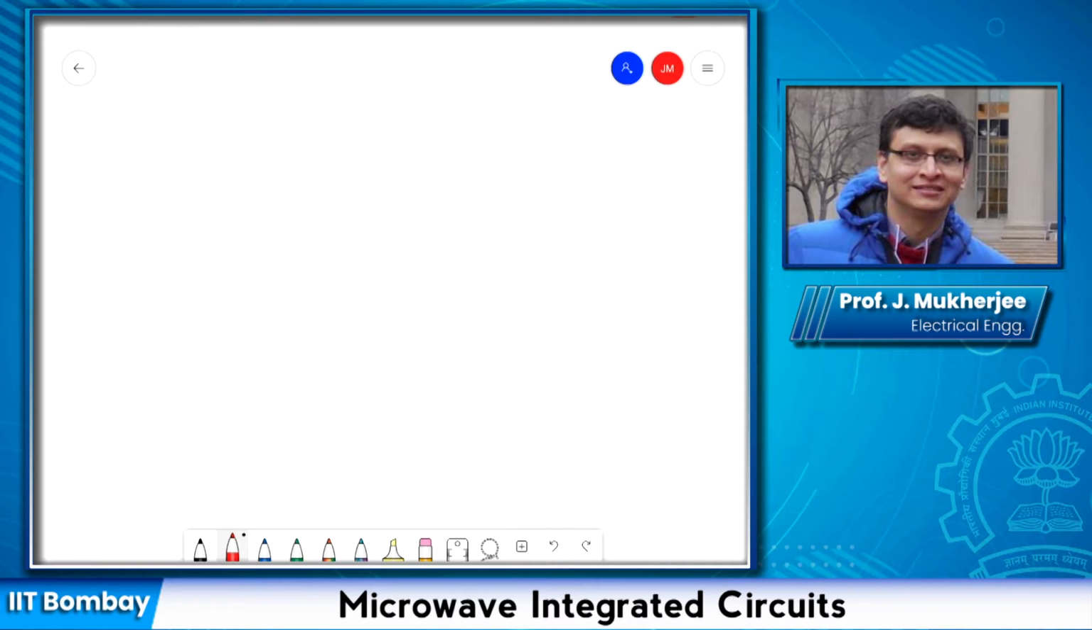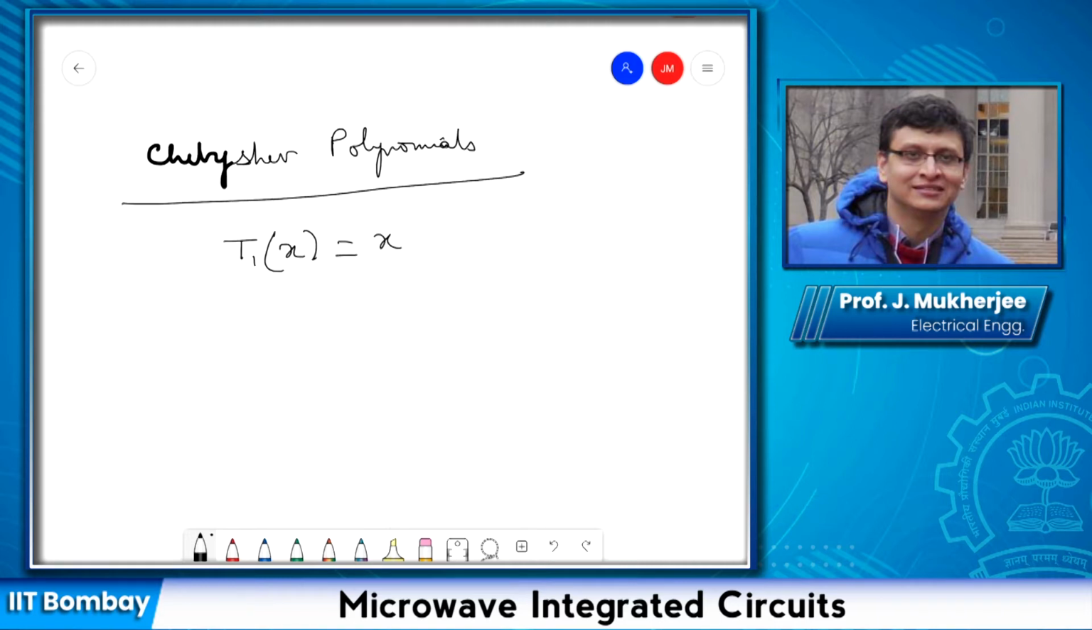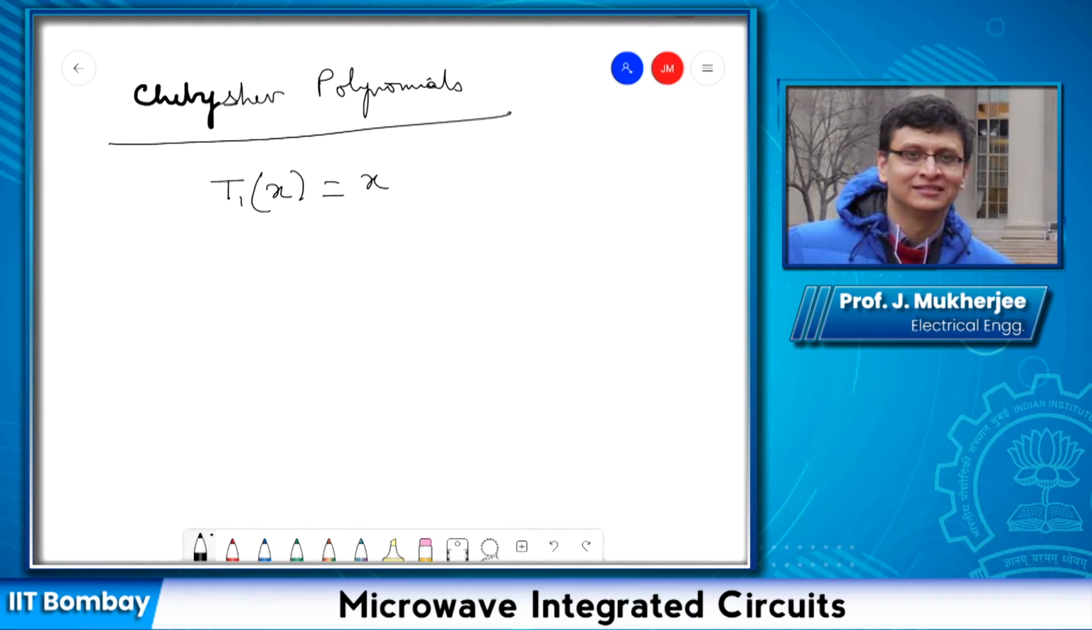Now, in order to start discussing the Chebyshev prototype function, let us first talk about Chebyshev polynomials. The Chebyshev polynomials are a group of polynomials of various orders. For example, the first order Chebyshev polynomial is this, which is the equation of a straight line passing through the origin. The equation of the second order Chebyshev polynomial is given by this, and the third order is given like this.